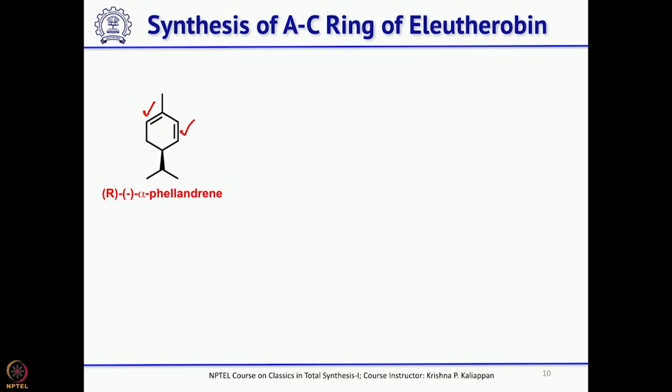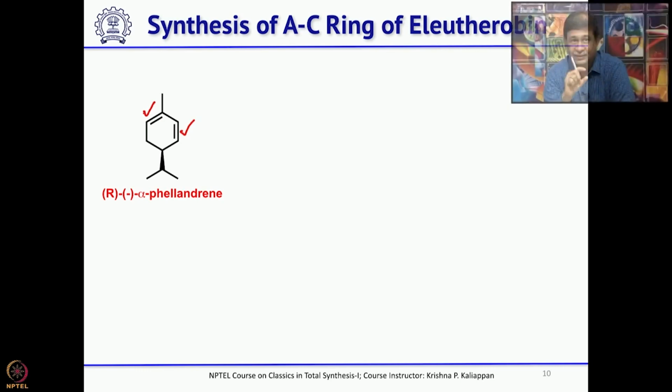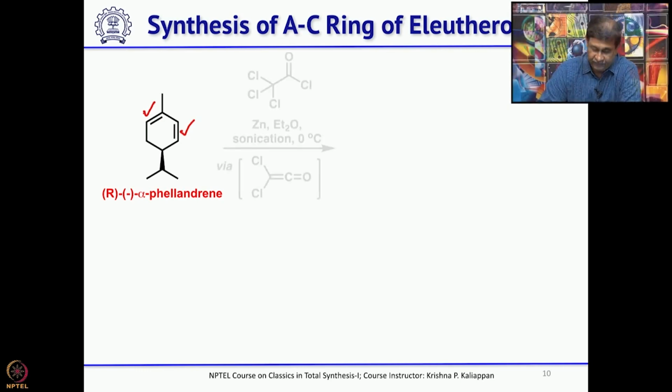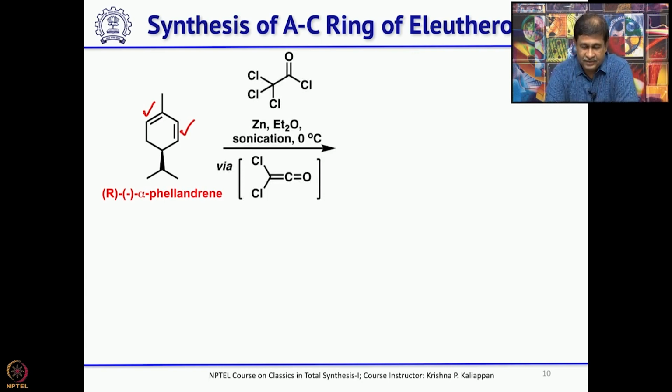So, as I said, one is trisubstituted, the other one is disubstituted, and between these two, for steric reasons, one can selectively carry out the 2+2 cycloaddition reaction with the disubstituted alkene. The other partner was the dichloroketene. The dichloroketene can be easily obtained by treatment of zinc with trichloroacetyl chloride, or one can also get it from dichloroacetyl chloride with mild bases like triethylamine.